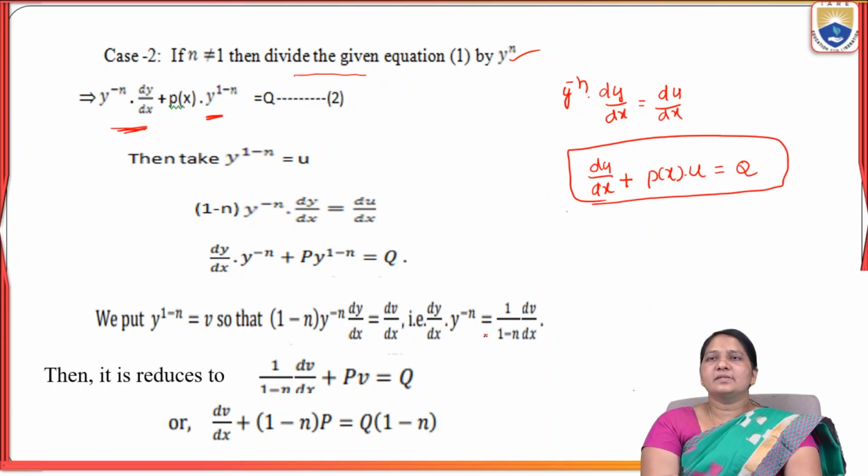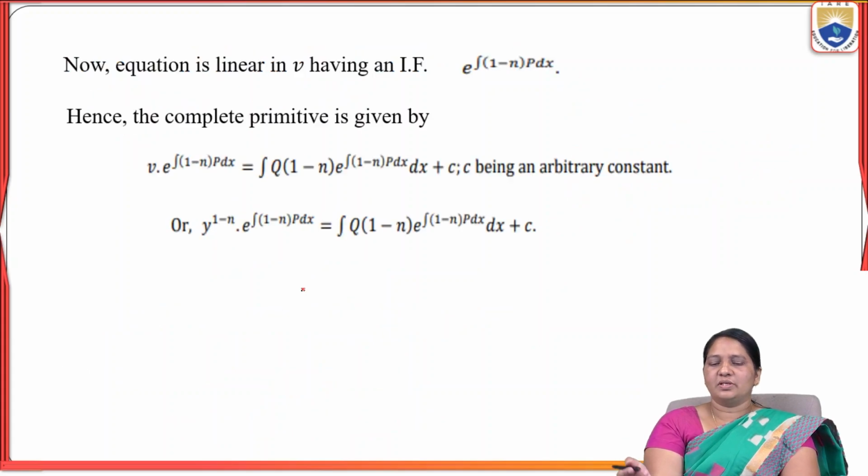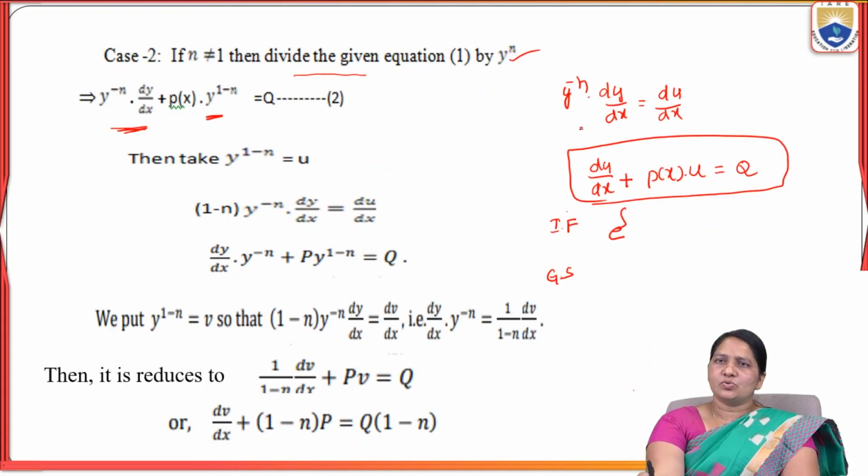Now this is in the linear form. So what is the next procedure we can follow? First we have to calculate the integrating factor, then the general solution. So what is the integrating factor? e power integral, based on the value we are having. So we can observe here, in place of du by dx we are having one more term, that is 1 by 1 minus n. Here I am having 1 by 1 minus n, and here also we are having 1 minus n.